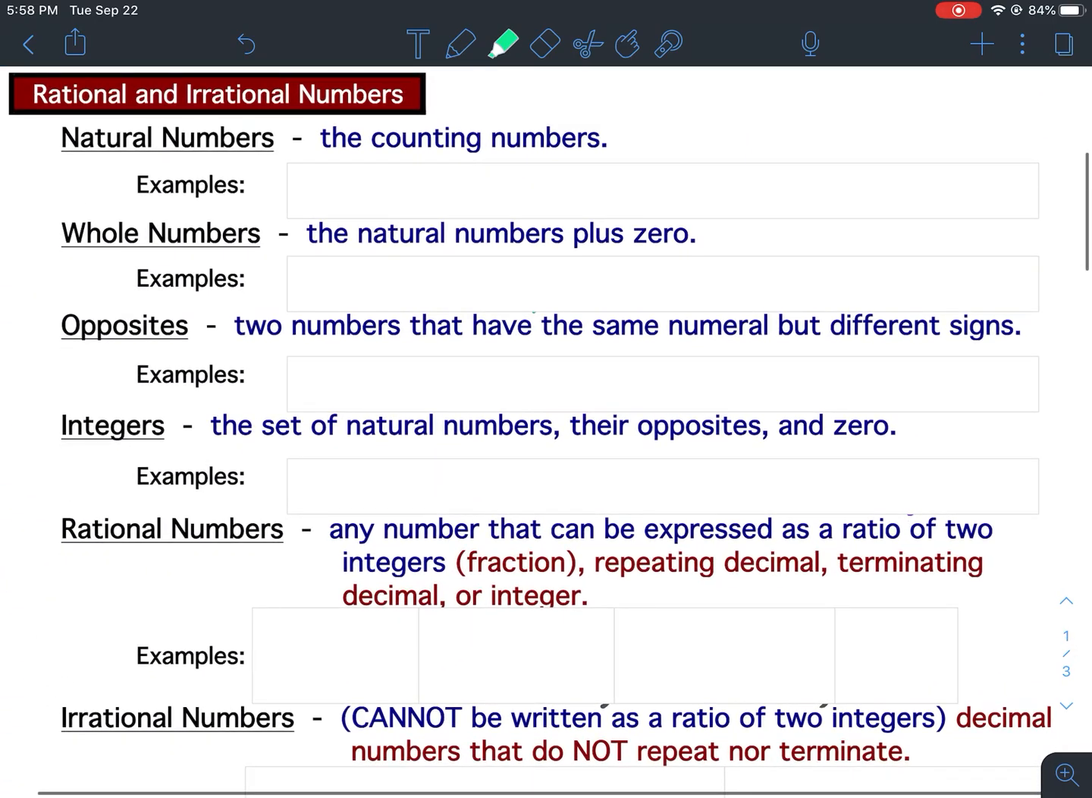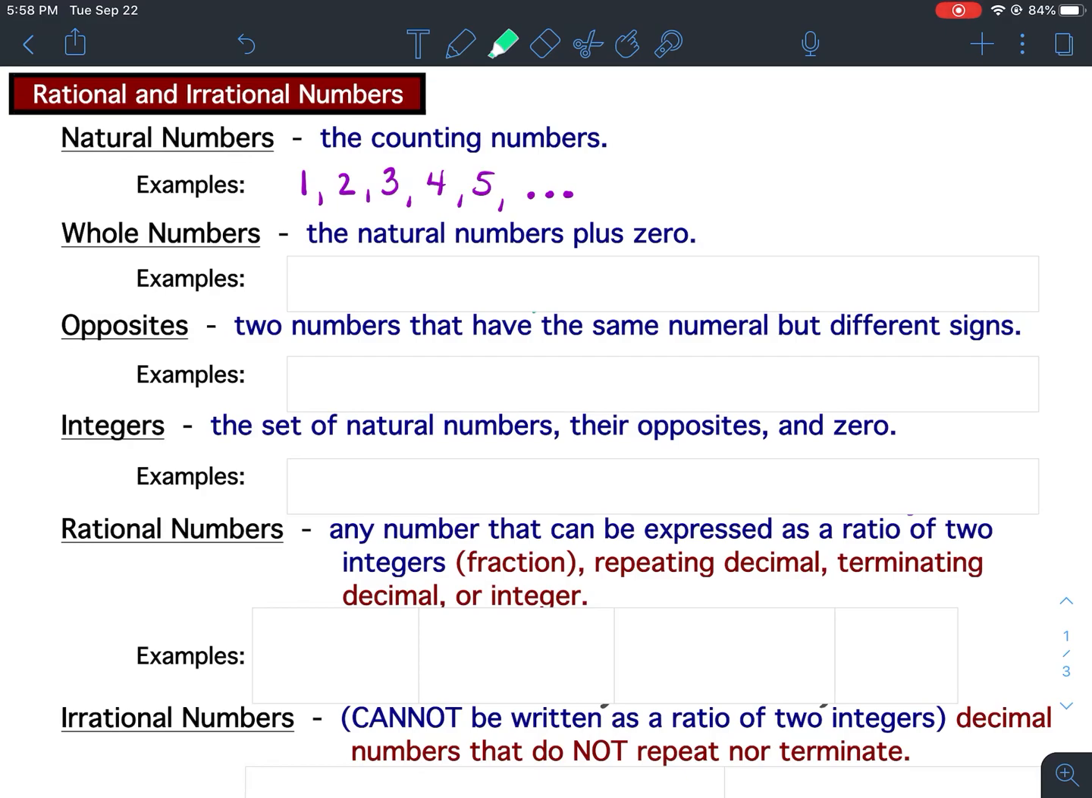The natural numbers. The natural numbers are your counting numbers. When you learn to count, you didn't start at 0, you started at 1. So when you were little and you learned to count, you started with 1, 2, 3, 4, and so forth. So your counting numbers, again, are 1, 2, 3, 4, 5, and then the ellipsis, which means it keeps going. Those are your natural numbers.